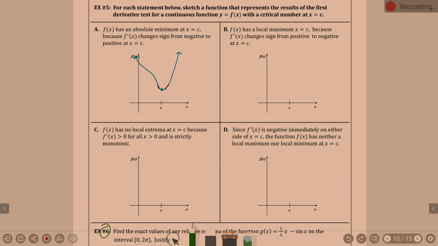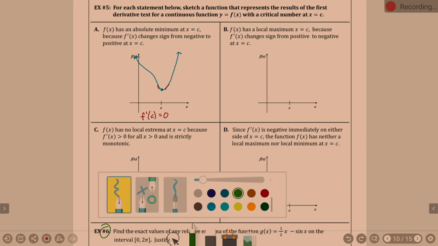Okay, B. Oh, I know. Sorry, real quick. I just looked at my notes. The other thing I've written in here is that the derivative at c would equal 0, right? Because it's an absolute min. So, not something you have to put in there, but. Okay.